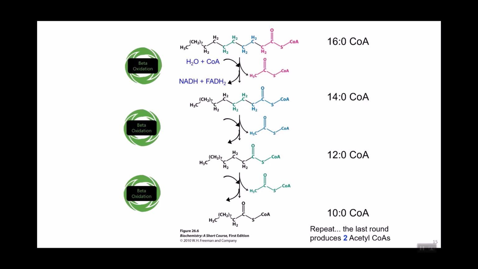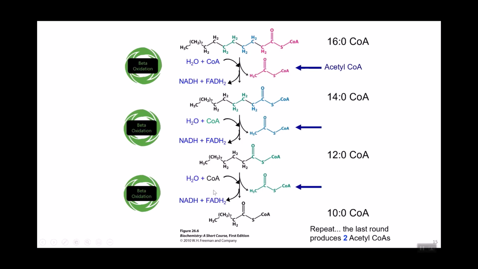Acetyl-CoA, which is going to be the other product, carries 2 carbons for catabolism in the citric acid cycle, and that will produce a chain that is now 2 carbons shorter, or 14:0-CoA, which can then go through another round of beta oxidation. So this cycle will be repeated, and you're going to get another NADH and FADH2, as well as another acetyl-CoA. The cycle will continue one more time.